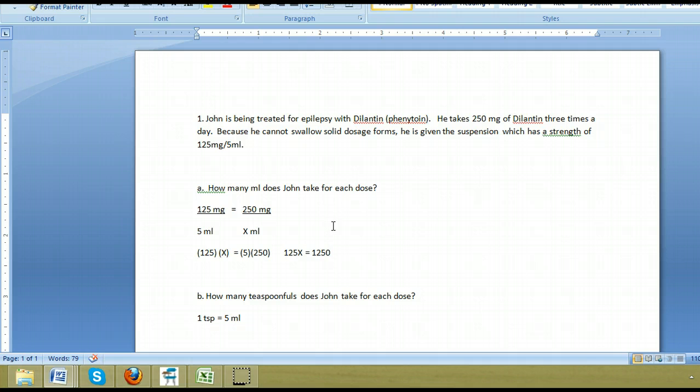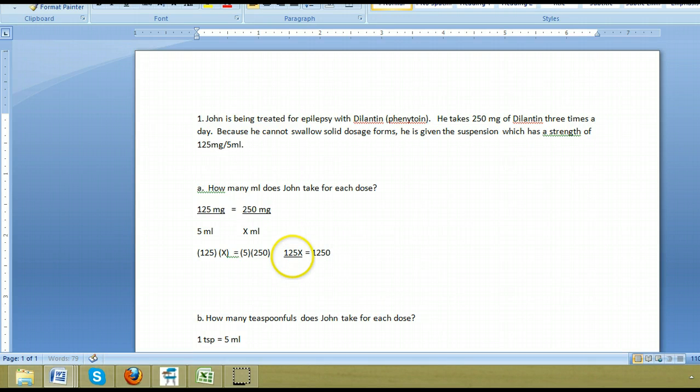So we need to have x all by itself on the left side of this equal sign. So to do that, we need to get rid of this 125. How do we get rid of this 125? We are going to divide the 125 by 125, right? Because when you do that, 125 divided by 125 is 1.